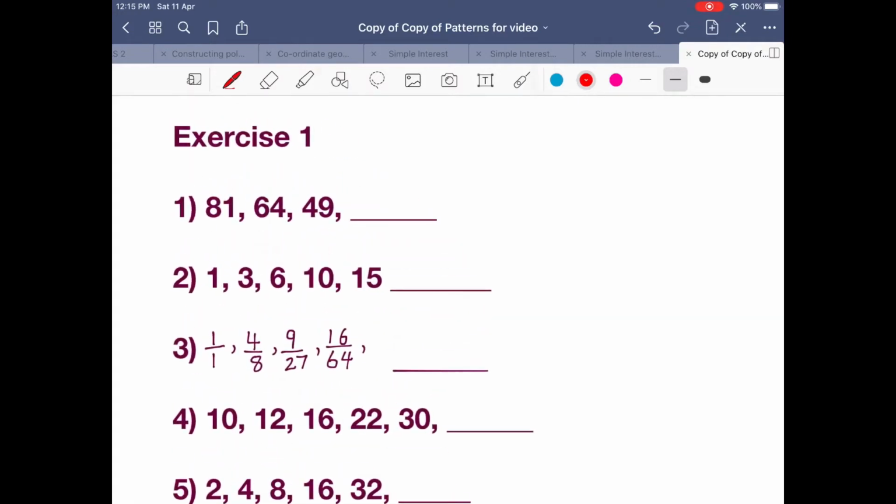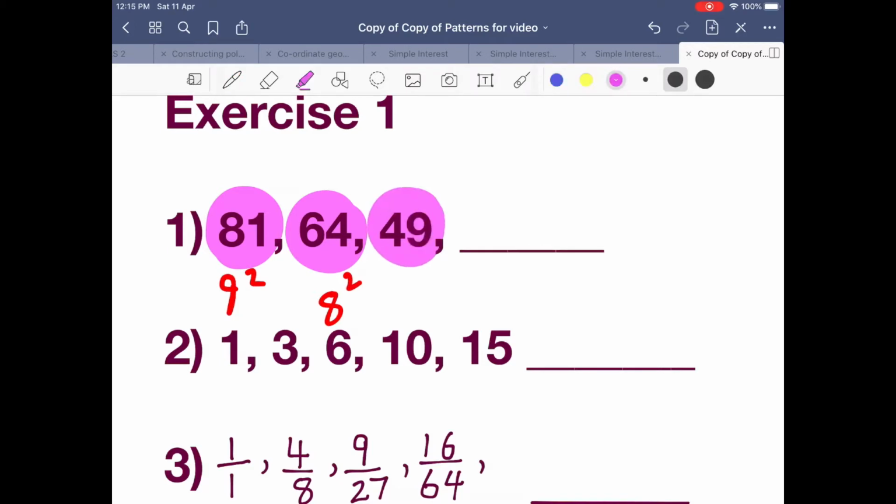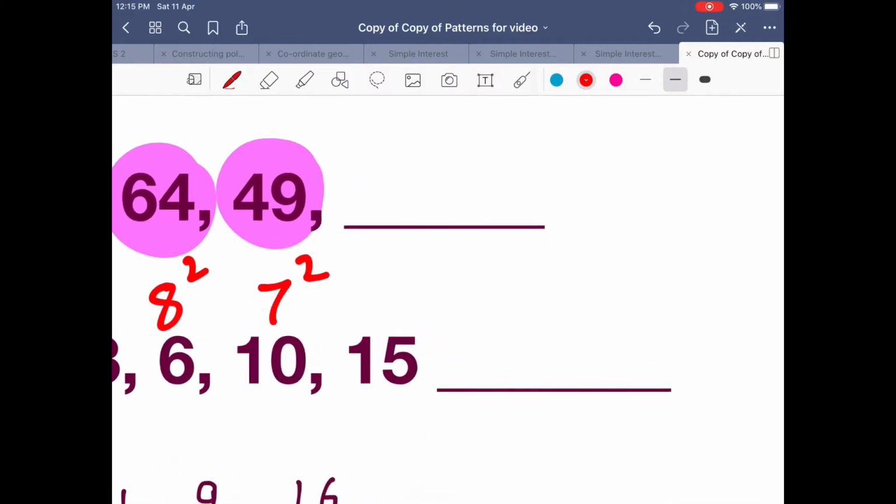So let's go. Number 1. We can see here that 81 is 9 squared. 64 is 8 squared. And 49 is 7 squared. So the next number will be 6 squared, which is 36.